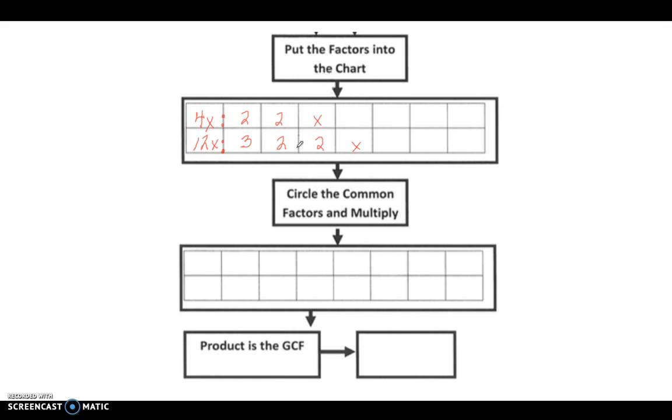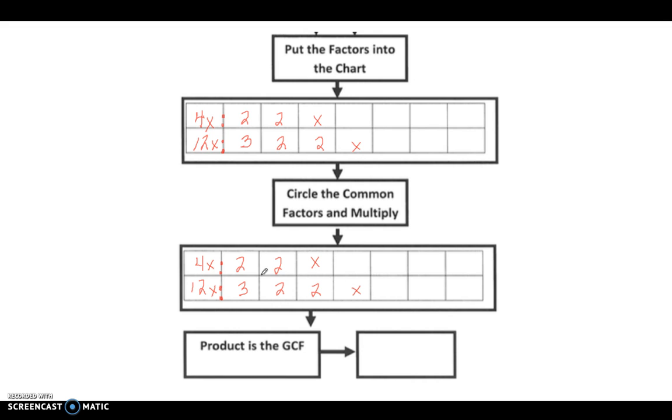Okay, now that they're in the chart, what we would do next is circle our common factors. So just to demonstrate this, I'm going to rewrite everything in this table below. And this table will show us what we're circling. So again, this would be 2 times 2 times x. And down below for 12x, we would have 3 times 2 times 2 times x.